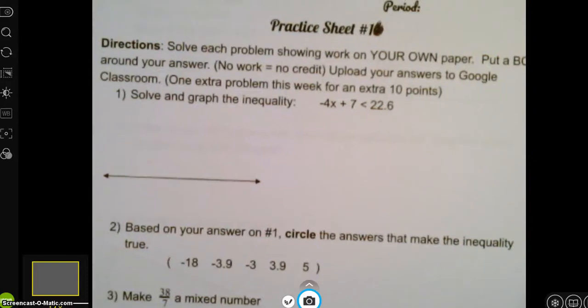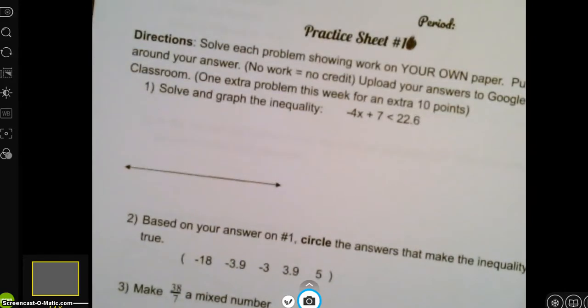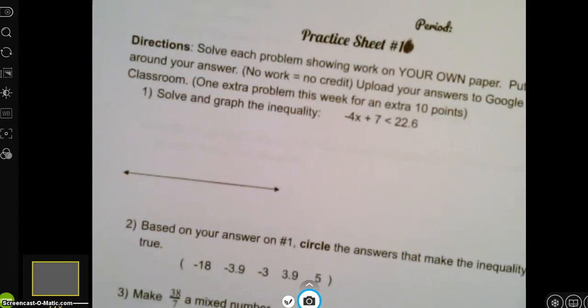Hey guys, well aren't you glad we got to skip a week of practice sheets? So we skipped week 15 and we are going to work on 16 today.